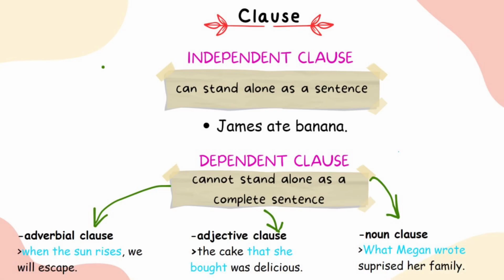Clause. We have two types of clause, which are independent clause and dependent clause. An independent clause can stand alone as a sentence. For example, James ate banana. But a dependent clause cannot stand alone as a complete sentence. A dependent clause has three types, which are adverbial clause, adjective clause, and noun clause.